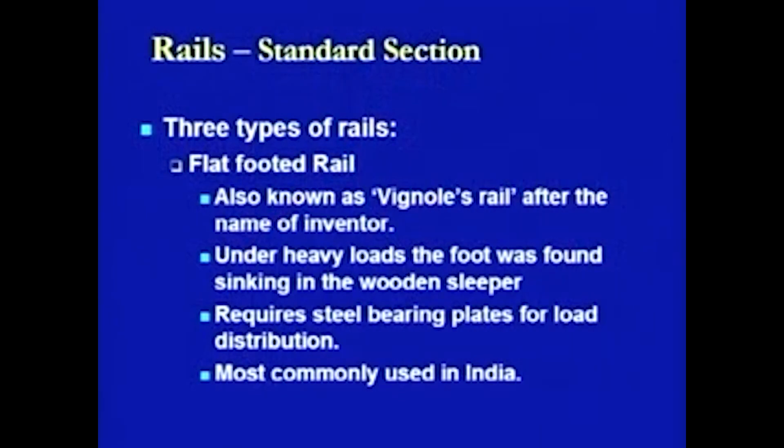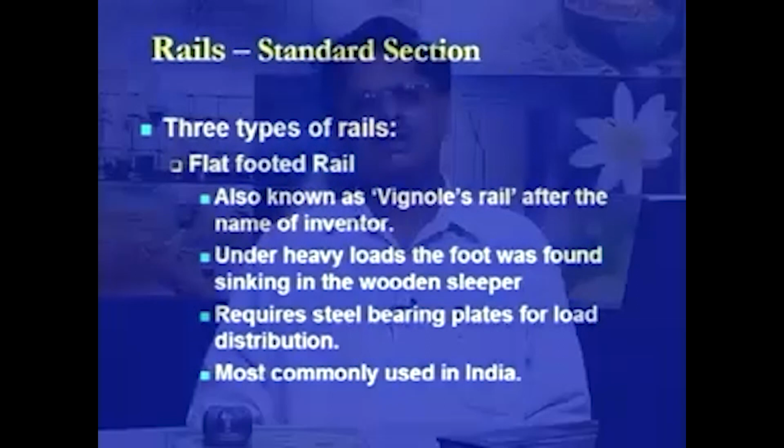Finally, the third type of the rail section which came was the flat footed rail. This flat footed rail is also known as Vignal's rail, after the name of its inventor Vignal. Under heavy loads, in the previous two cases the foot was found sinking in the wooden sleeper, because the sections which had been provided at the bottom, that is as a foot, were of a smaller section, and if the heavy loads were coming at the top, then they were going inside the sleepers. Initially the wooden sleepers were used, and so it was found that they were penetrating the wooden sleeper, whereas now if we have the flat footed rails, then this is not the case.